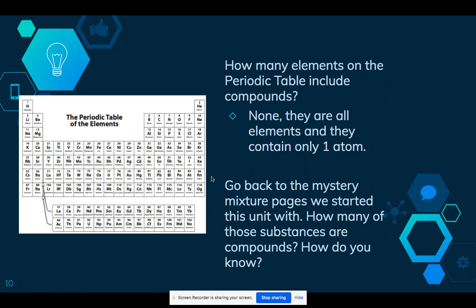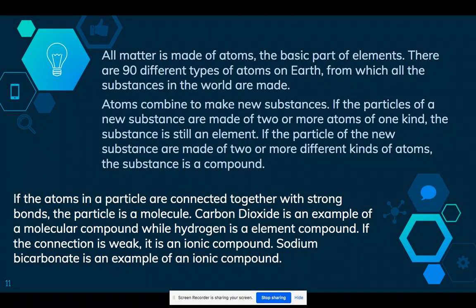So it's just any combination. With our 118, there are so many different combinations, millions and millions of combinations we can make of different substances to make different compounds and any mixtures. So all matter is made from atoms, the basic part of elements. So there are over 90 different atoms on Earth from which all the substances in the world are made.